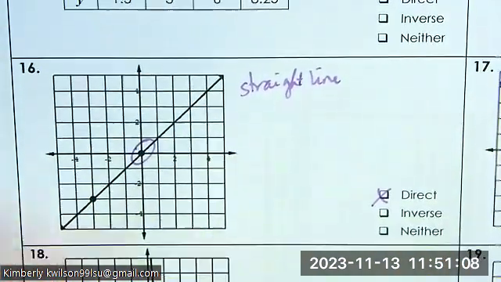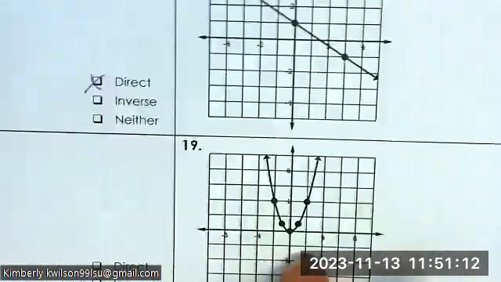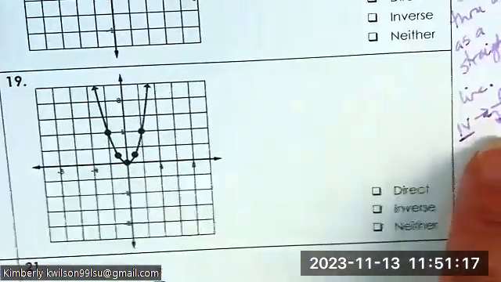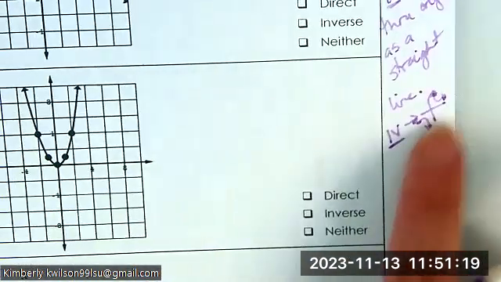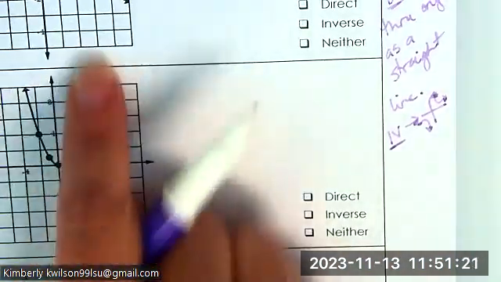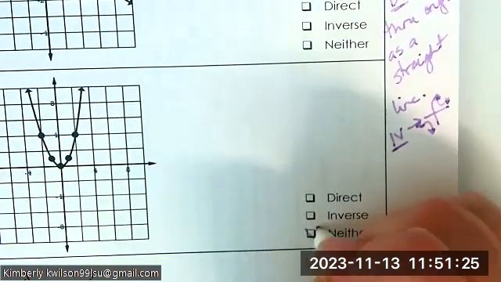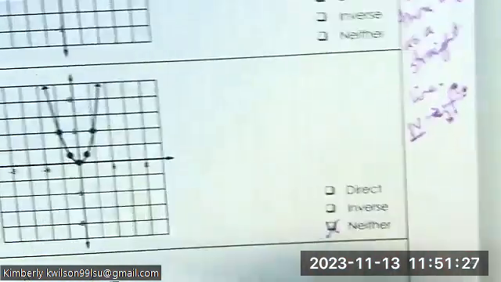If I'm looking at 19, it's not a straight line. It's curved like the inverse variation, but there's not two of them. There's only one. This is technically called a parabola. This is a quadratic. So therefore, this is neither.